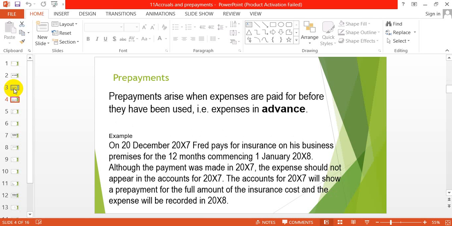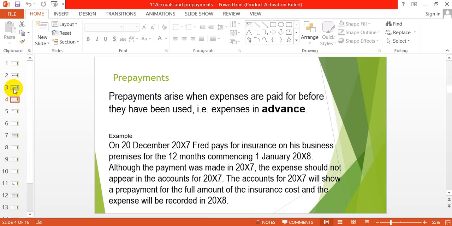The opposite is true where a company pays in advance for an expense which does not incur yet. This is known as a prepayment. So prepayments will arise when expenses are paid for in advance before they are used.